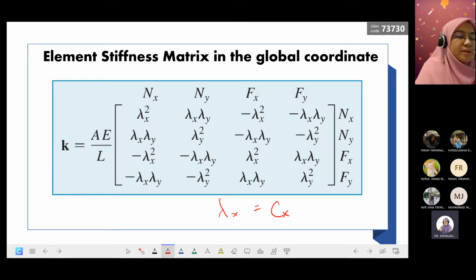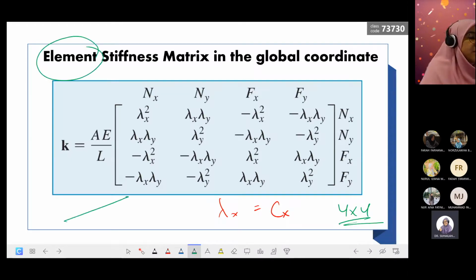Okay, so this has a 4 by 4 fixed matrix because this is for an element. An element consists of 2 nodes. This is a truss element, two nodes, and each node has 2 degrees of freedom. Means that a truss element in a truss always has a 4 by 4 matrix. It cannot be 1 node, it cannot be 3 nodes. 2 nodes become 1 element. So that is why it is a 4 by 4 matrix.